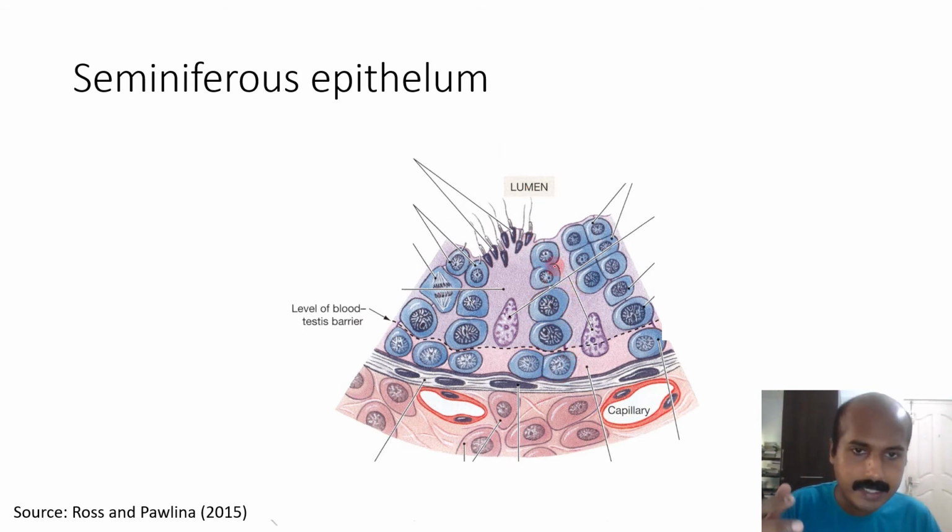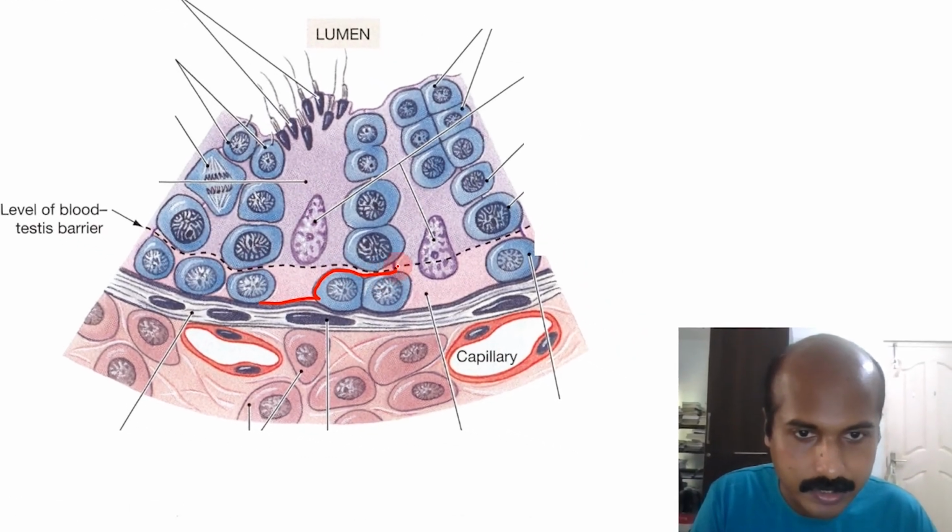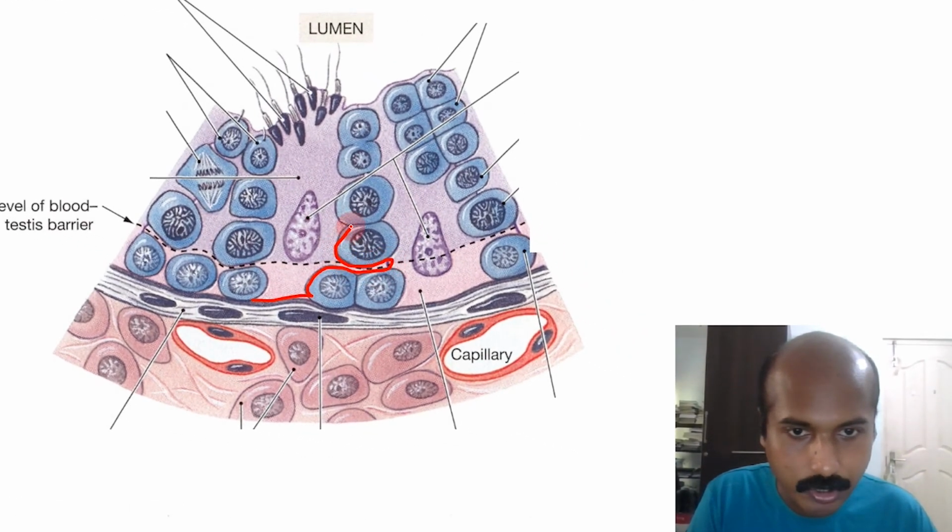You can see that these blue colored cells are actually located in recesses of another type of cell population that you find in the seminiferous epithelium. I want your attention on that type of cell, and that is called a Sertoli cell. I'm going to show that Sertoli cell here by outlining it. Okay, this is a Sertoli cell. I'm going to draw the outline of that cell.